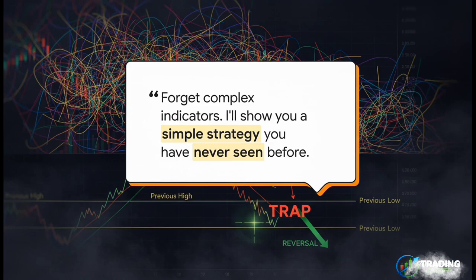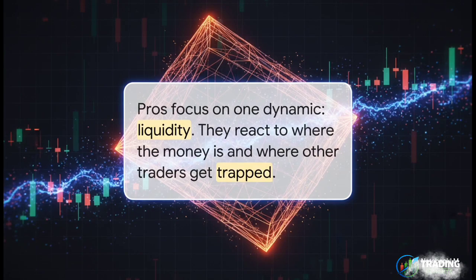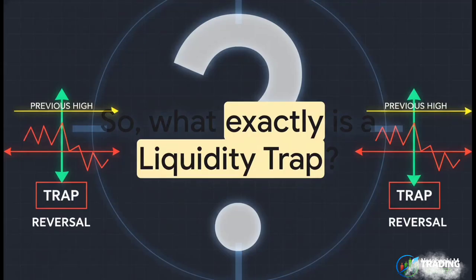But what if the secret to consistency isn't about adding more stuff, but taking it away? The whole idea here is that the most effective strategies are often the simplest ones. So instead of trying to make sense of all those lagging indicators, the pros often focus on one single thing: liquidity. Just think of liquidity as these big pools of orders and interest that naturally build up at key price levels. You see, professionals don't try to predict the future. They just react to these zones, especially when they see other traders getting caught on the wrong side of a move. And that brings us right to the core of this whole strategy.